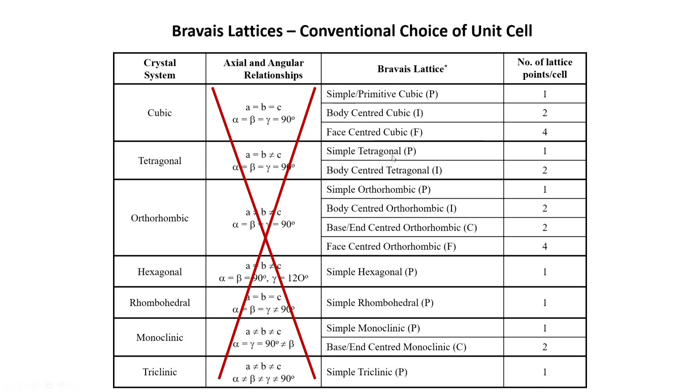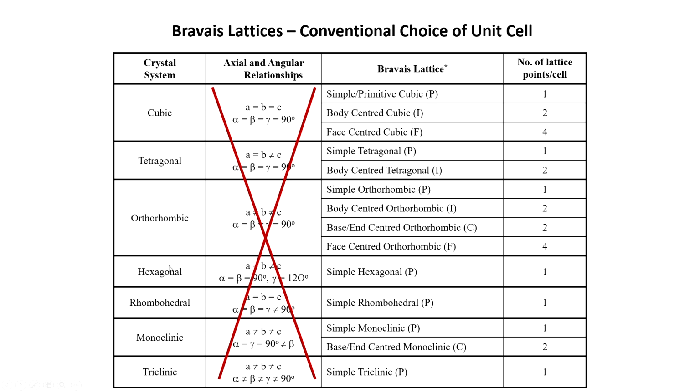In tetragonal I have only 2 lattices, primitive and body centered. Orthorhombic I have all 4 possibilities. Hexagonal only 1 primitive, rhombohedral 1 primitive, monoclinic I have 2, and triclinic I have only 1. If we add up all of this, this constitutes what are called the 14 Bravais lattices, which are introduced in an undergraduate class in a material science course.